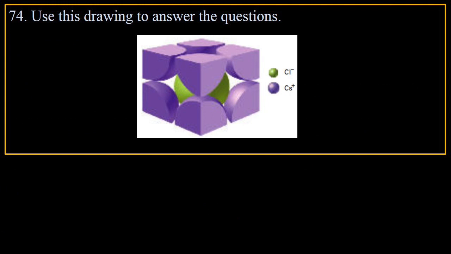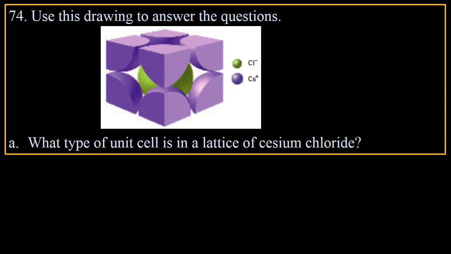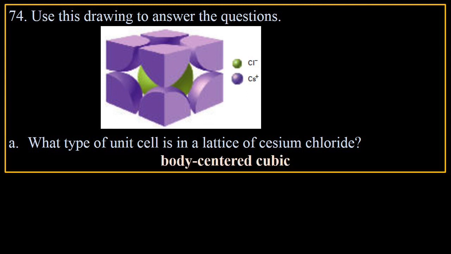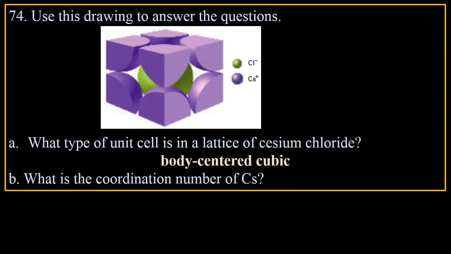All right, use this drawing to answer the question. This is body-centered cubic, by the way, cesium chloride. You see that there's something in the middle of all those? That's called body-centered cubic. What type of unit cell is in a lattice cesium chloride? Well, I kind of gave you the answer. That's body-centered cubic. That's an easy one. Body in the center. And it's cubic. Body-centered cubic.